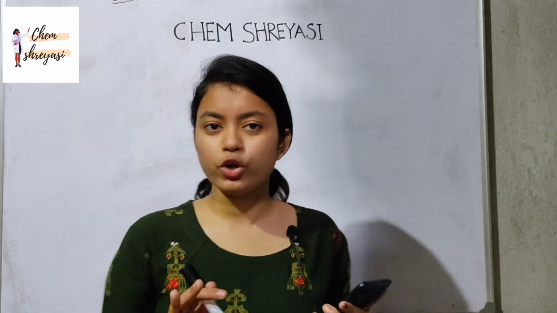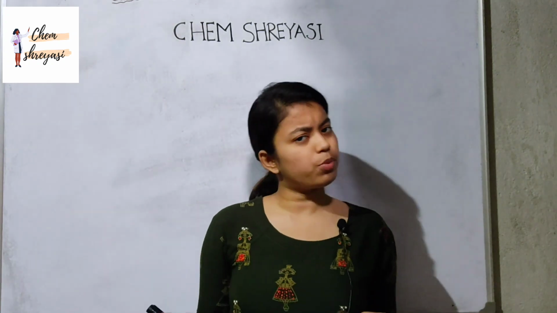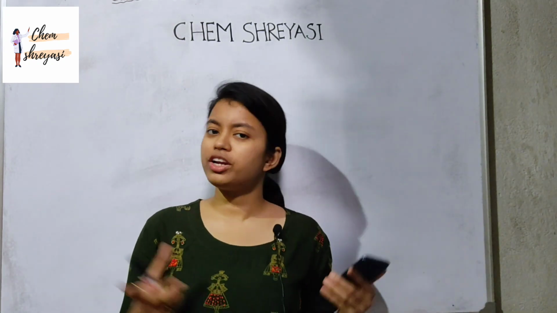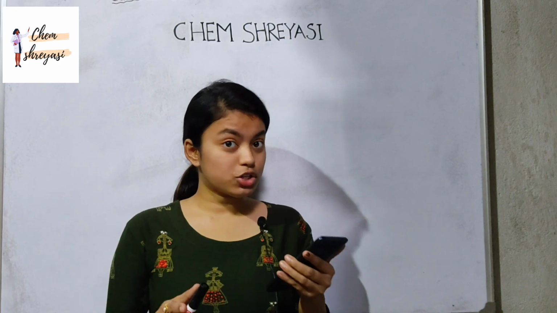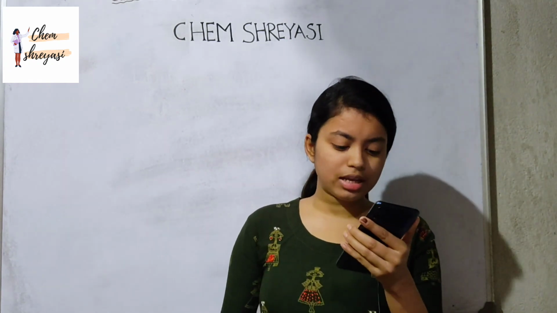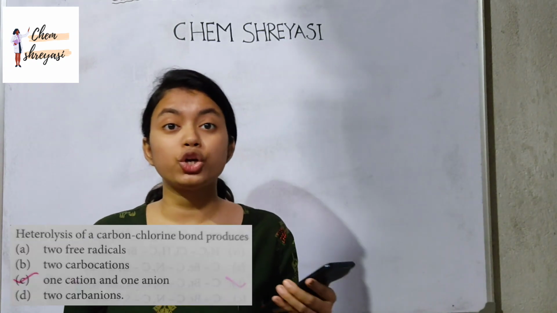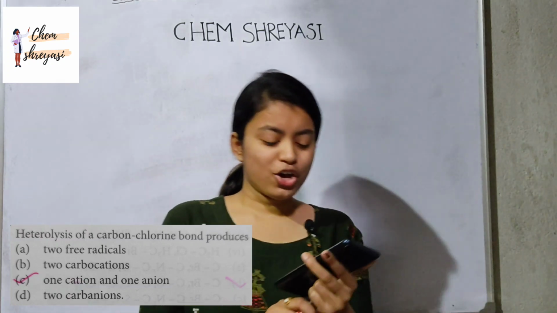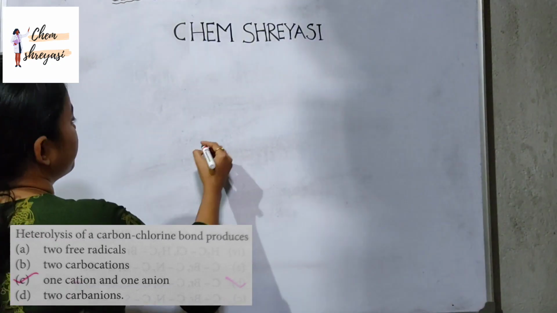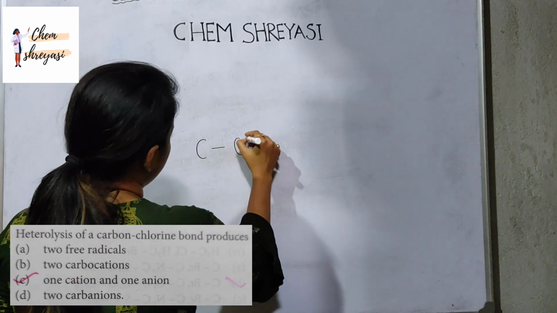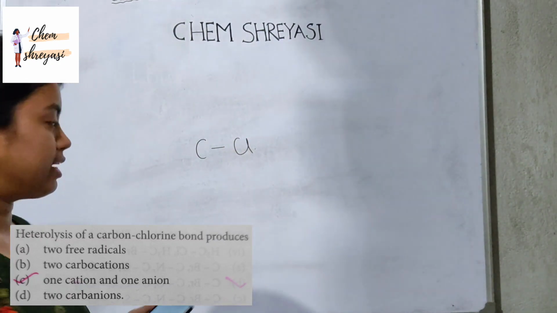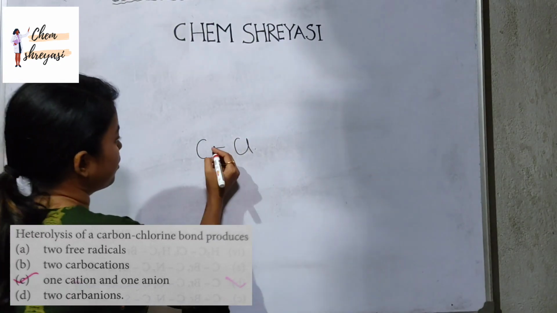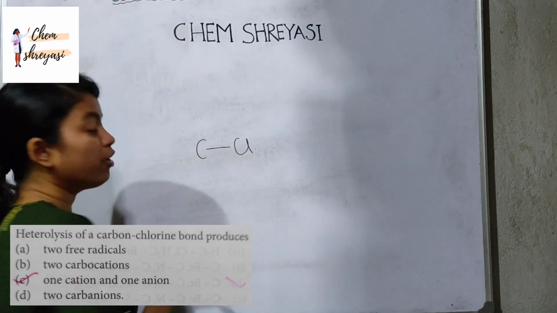So the next section we'll go into is the fundamental concept of general organic chemistry or organic reaction mechanism. So the first question we'll try in this section is heterolysis of a carbon-chlorine bond produces. So let me write the carbon-chlorine bond for you. So carbon and chlorine.